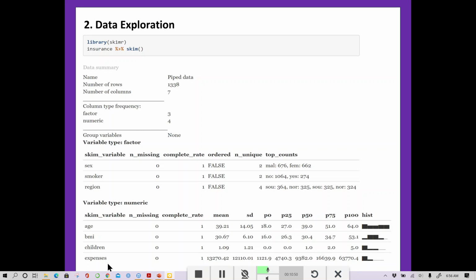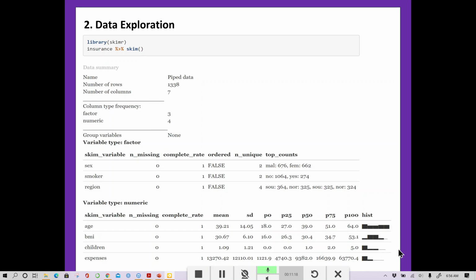So we would like to recall that our target feature is expenses here. And in this tiny histogram here, we can see that this is a right-skewed distribution. And the reality here is that since we are trying to build a regression tree, we would not need to do as much pre-processing.